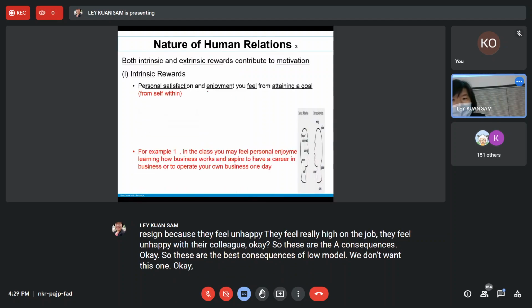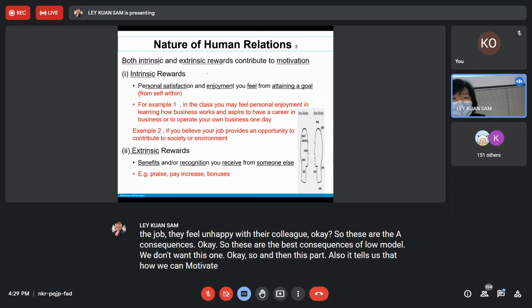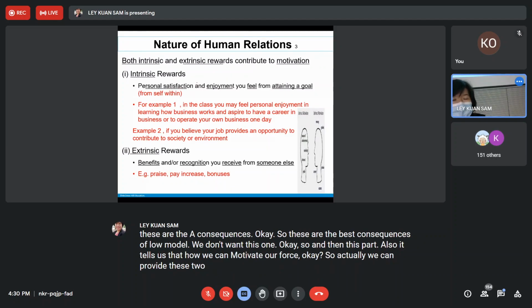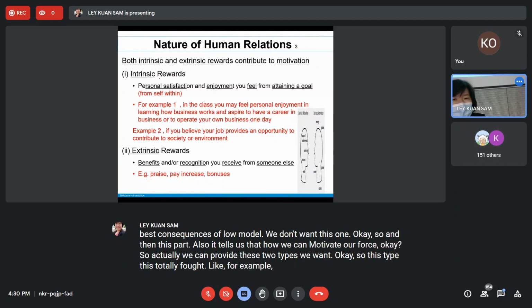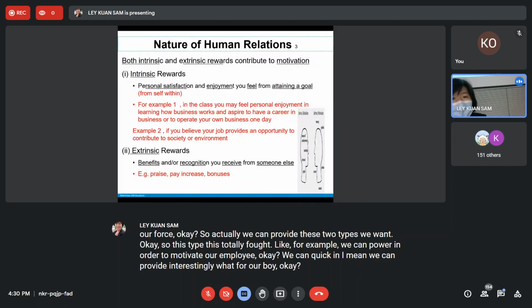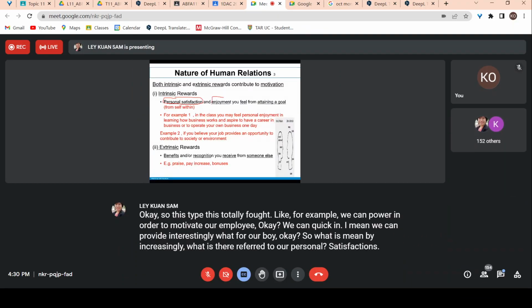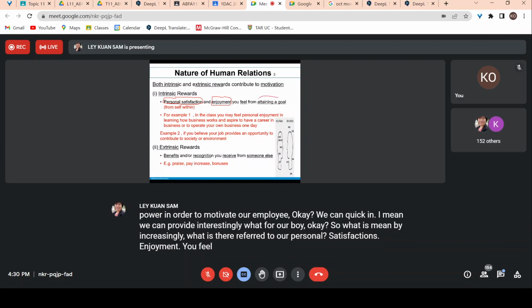This part also tells us how we can motivate our workforce. Actually, we can provide these two types of reward. In order to motivate our employees, we can provide intrinsic reward. What is meant by intrinsic reward is that it refers to the personal satisfaction and enjoyment you feel from attaining a goal.